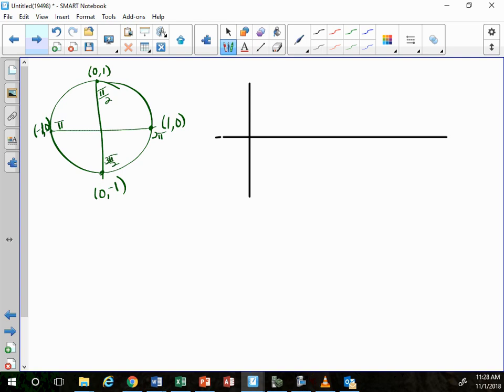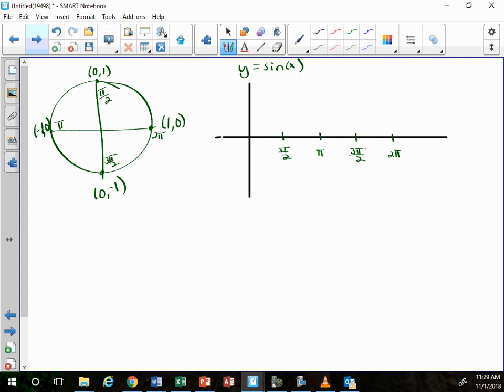I'm going to label things on this grid now. On the x-axis, I'm going to put my radians. So I'm going to just do these basic ones from our circle: pi over 2, pi, 3 pi over 2, and 2 pi. I'm just working my way around the circle. And we're going to graph sine of x first. That's the equation I'm going to graph.